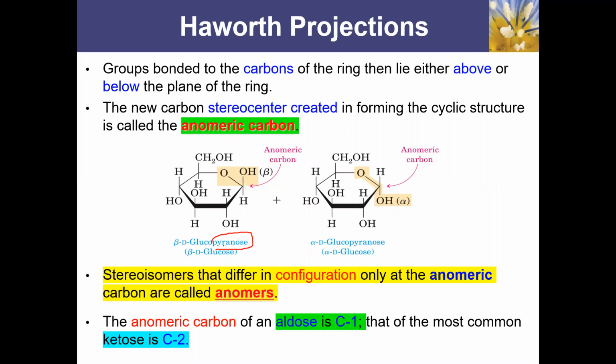These two isomers which are produced, one is called alpha D glucose, another one is called beta D glucose. So we call them the anomers. What are anomers? Anomers are stereoisomers that differ in configuration only at their anomeric carbon.